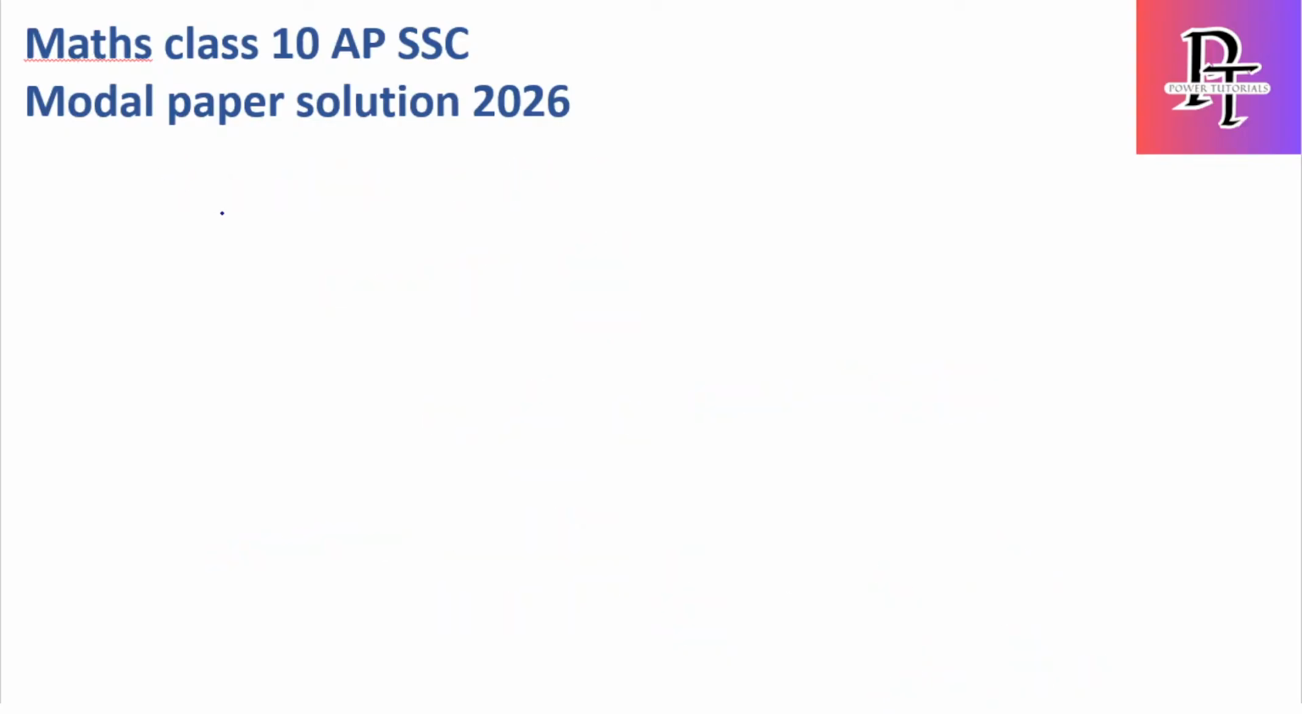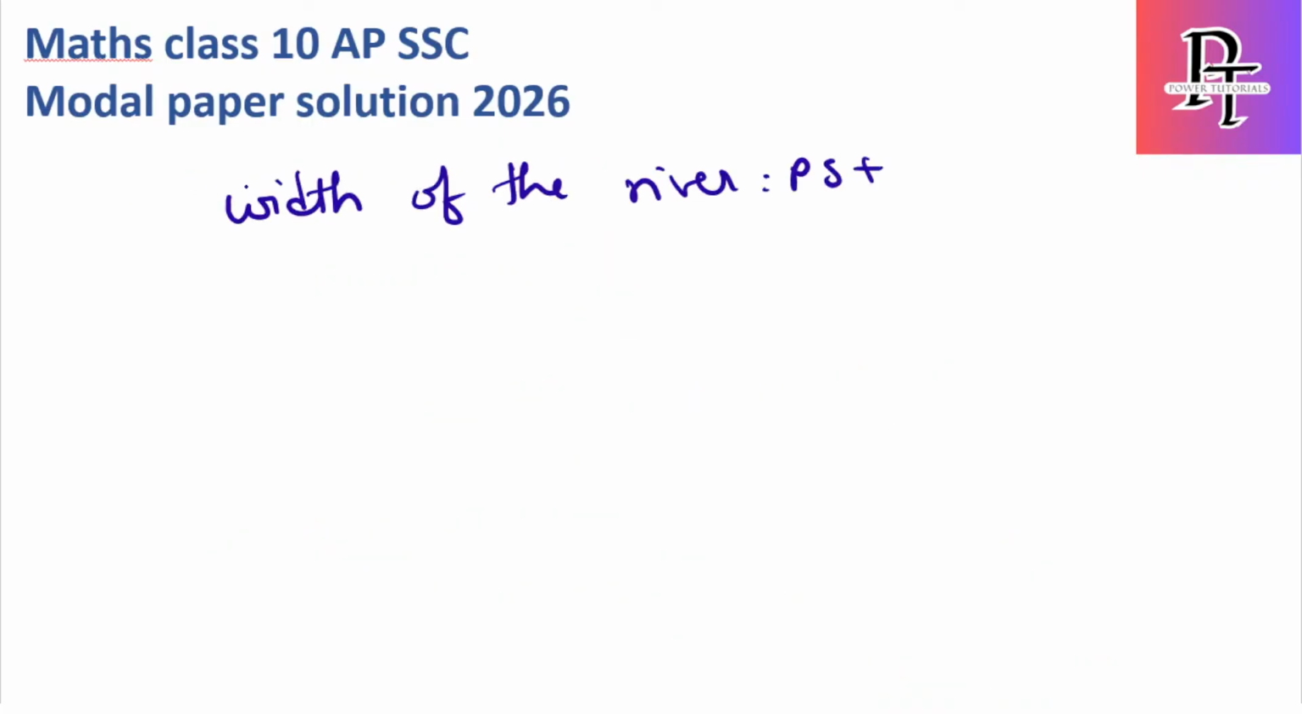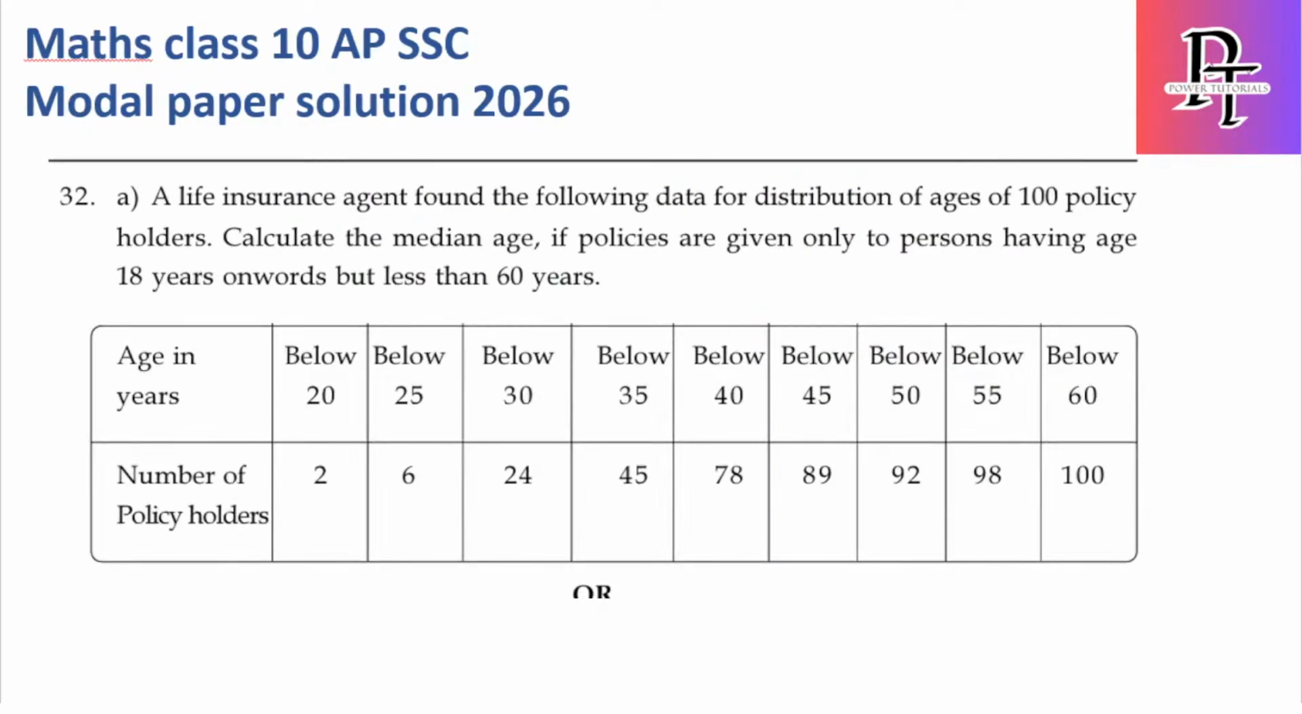So the total width of the river is QR plus SR, which is 3 plus 3 root 3 meters, or simply, if I take 3 as common, I get 3 into 1 plus root 3 meters. Okay, we have 2 more questions. Let's solve them.